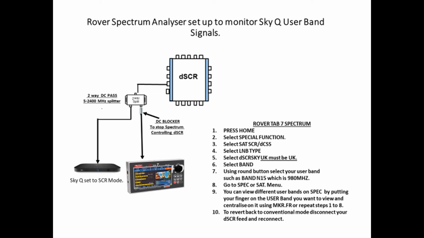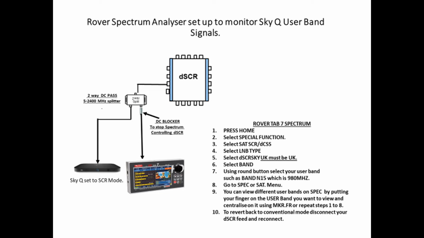And coming back to the spectrum, if you want to use a different user band, just put your finger over the user band that you want to look at. You might have to centralize the marker by turning the go to user band mkr.fr, which is at the top of your spectrum display. Go into there and then rotate the big knob, and then it will hopefully centralize as you turn it into the center of the user band. And then you'll be monitoring at a different user band.